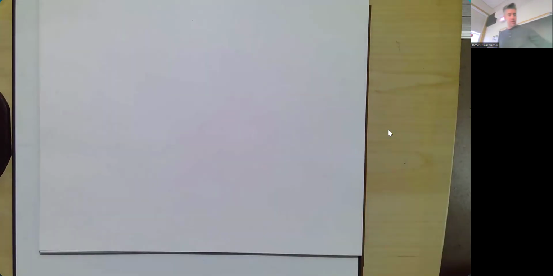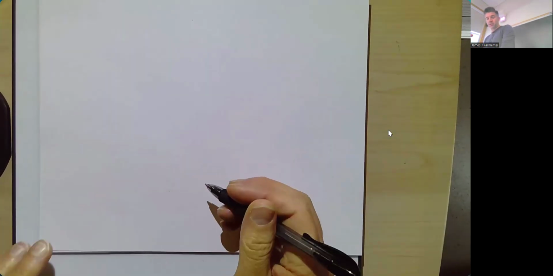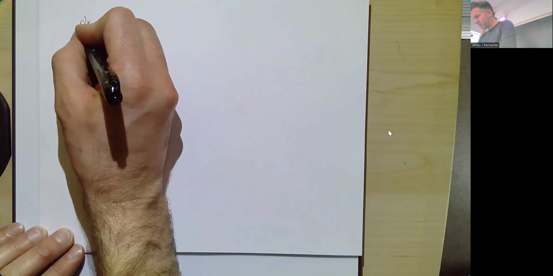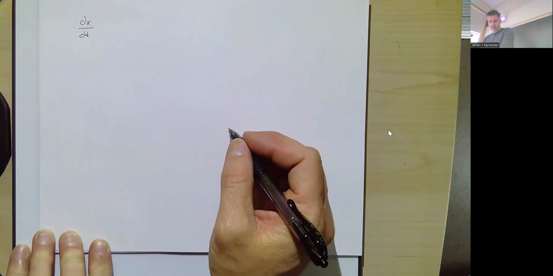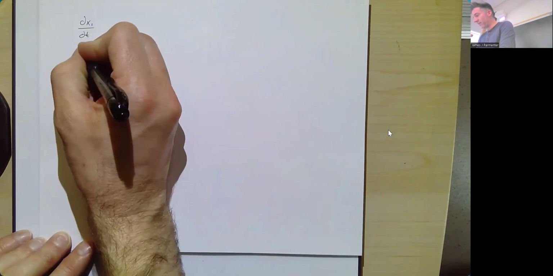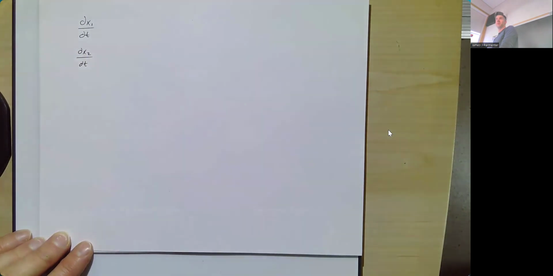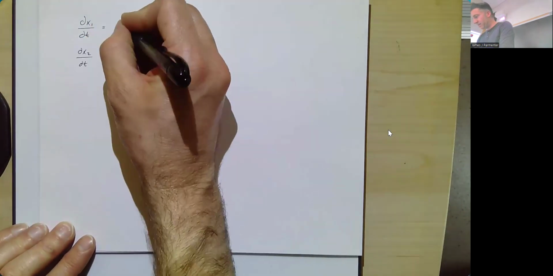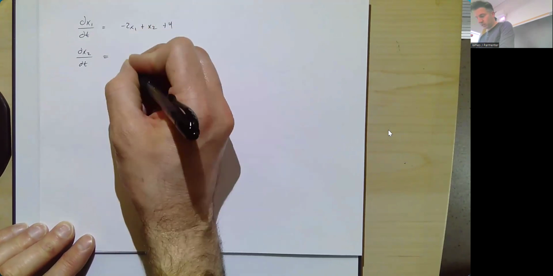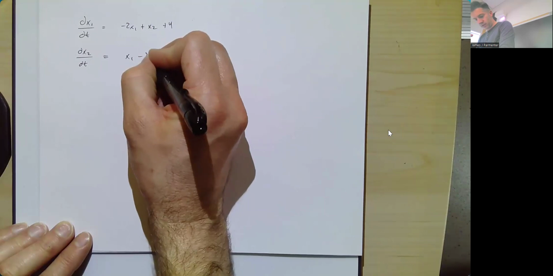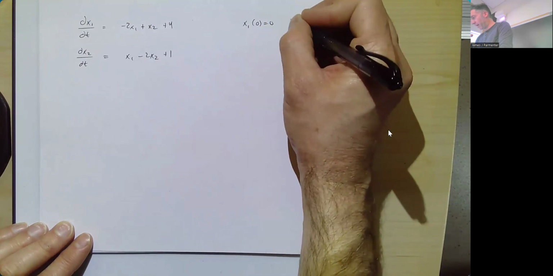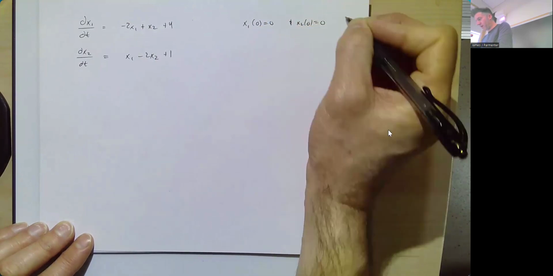So let's look at this next example. Similar idea, but this is where we're also going to throw in an initial condition. I'm going to use x's and y's. Actually, I don't want to use x's and y's, that'd be a bad choice. Don't use x's and y's here if y is going to be your thing, since you're going to make a substitution for it. So dx1/dt is negative 2x1 plus x2 plus 4, and dx2/dt is x1 minus 2x2 plus 1. And we're given that x1 of 0 equals 0, and x2 of 0 is also equal to 0.